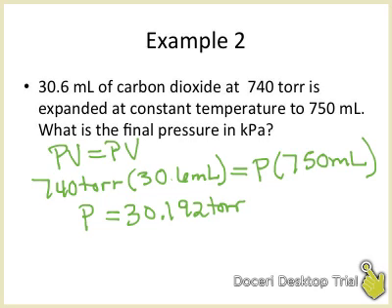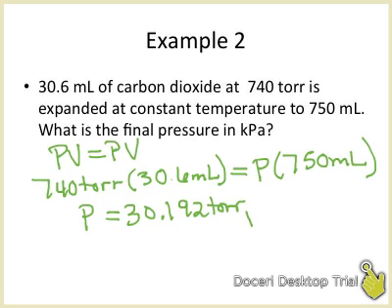So let's see, does this make sense? What happened to our volume? It increased by a lot. It went from 30 to 750, right? Didn't our volume go from 30 to 750? So what should happen to our pressure? Should go down. Did it go down? By a lot? Yes. So yay, it makes sense, but now we need to convert to kPa because that's what it asked us to.